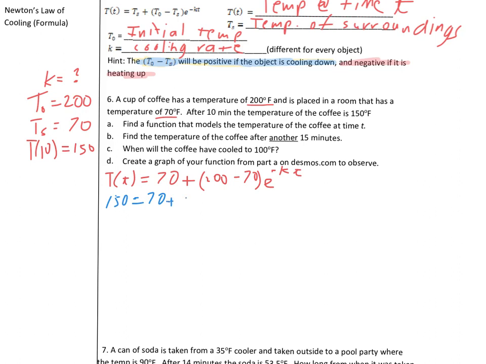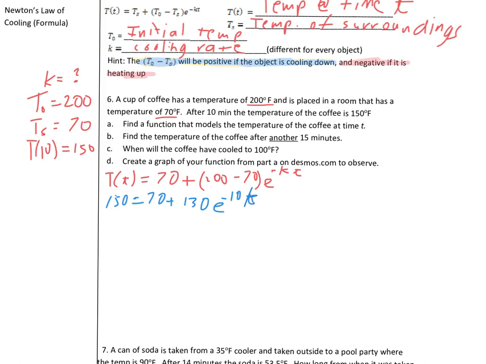I'll go ahead and simplify this. I'm going to call this 130 times e to the negative 10t. The 130 I got from inside the parentheses here is 200 minus 70, so that's 130. As we said, this parentheses will be positive if the object is cooling down, which is what's happening here. We're getting the hot coffee and putting it in the regular temperature room, so the coffee is going to cool down.